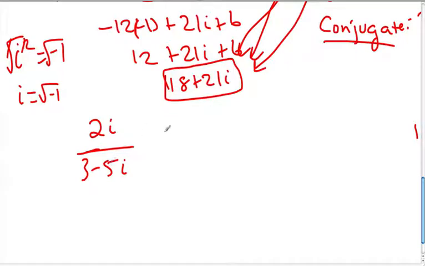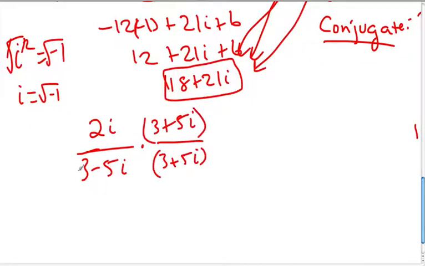Now, back in algebra, we learned something called the conjugate, which basically sets up a situation where the middle term will disappear, which is exactly what we're going to do here. So we're going to have to multiply by the conjugate. The conjugate of 3 minus 5i is 3 plus 5i over 3 plus 5i. We're multiplying by 1. Now this becomes 6i plus 10i squared, because 2i times 3 is 6i, and then that becomes 10i squared.